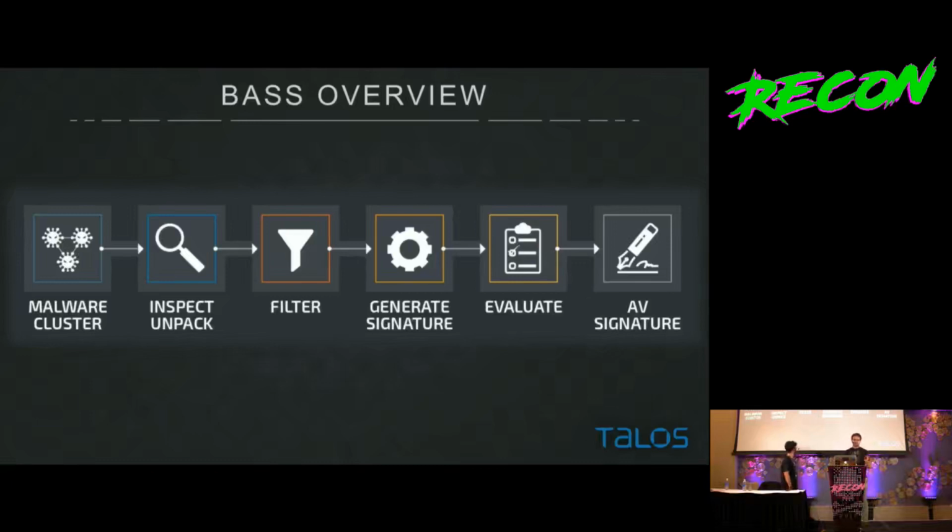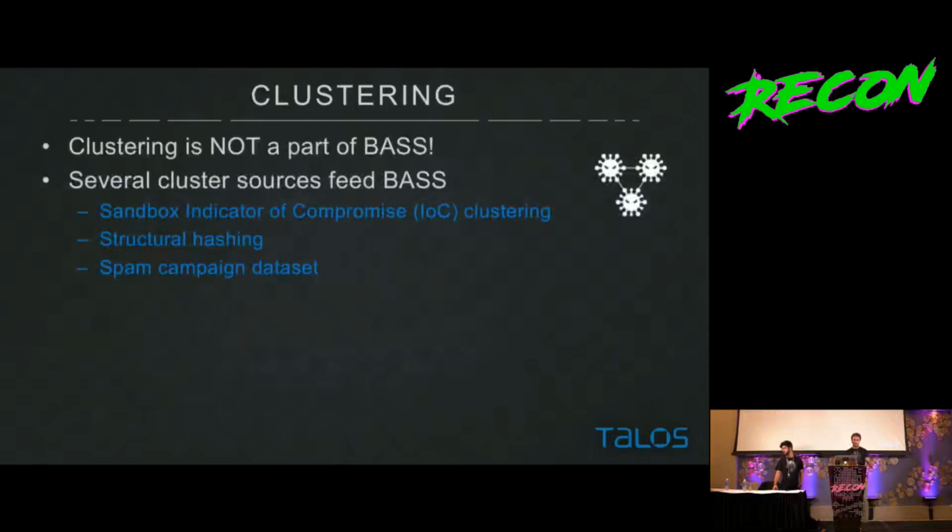So we start with malware clusters that we get from other systems. We inspect and unpack the files in those clusters. Then we filter the files out that we cannot treat in BASS. Finally, we generate a signature, which we then evaluate to see that it only covers malicious files and no goodware. And we publish the antivirus signature. So this was the high-level overview. Let's go a bit more into detail.